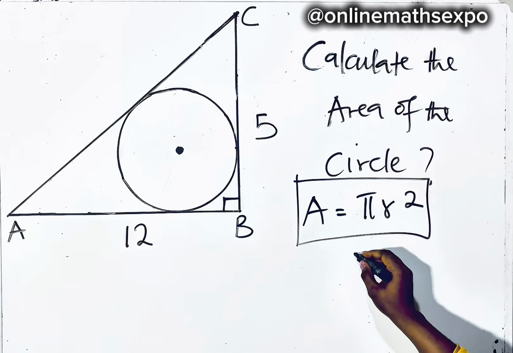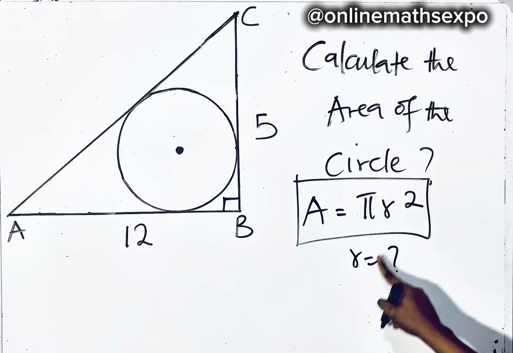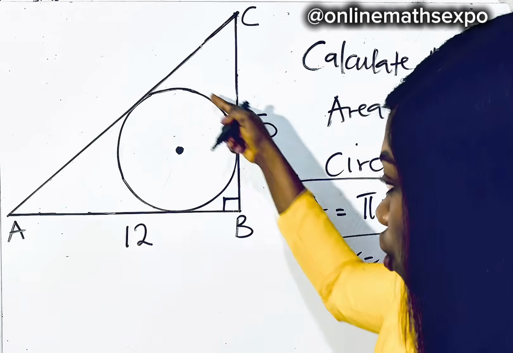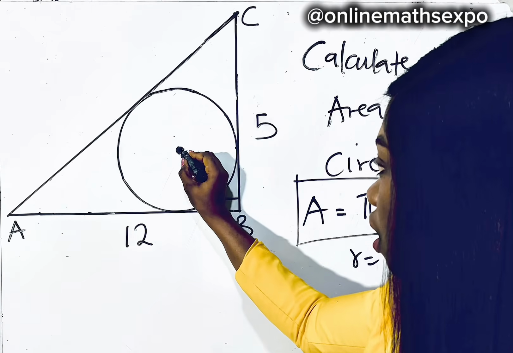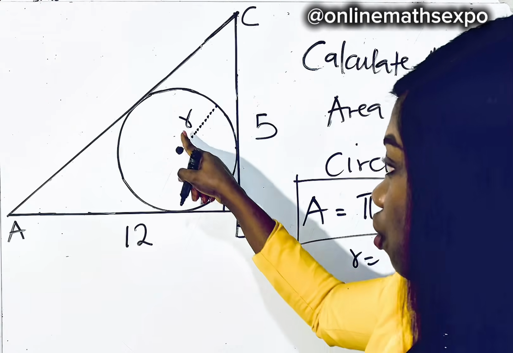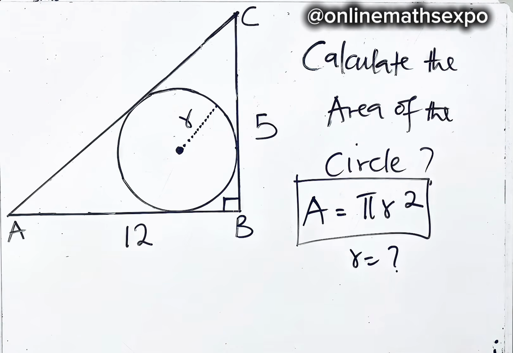But the question is, do we know the radius of the circle? The radius is the line from the center touching any part of the circumference. So we can take it from here, touching any part of the circumference. This is our radius. This is what we want to find. Now let's go with the first method.